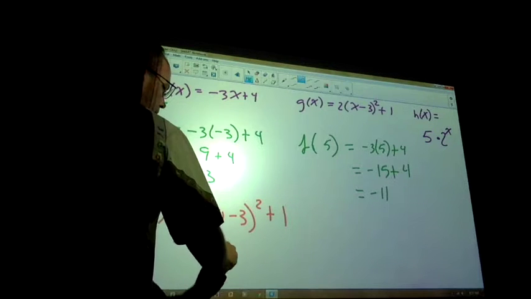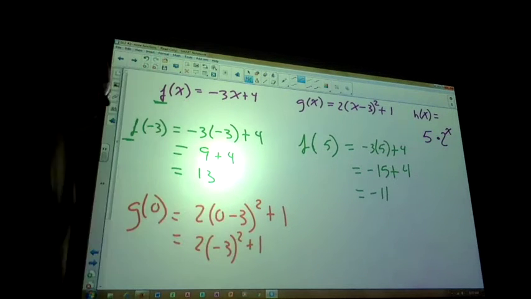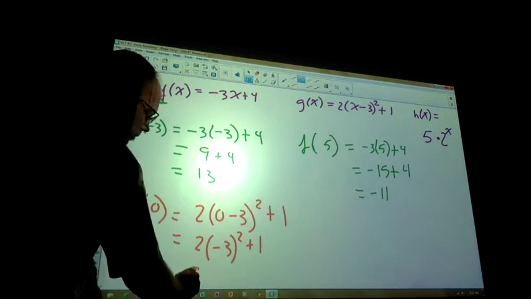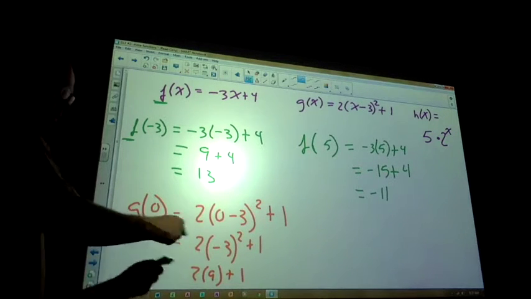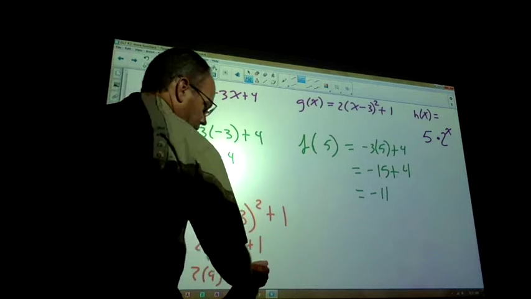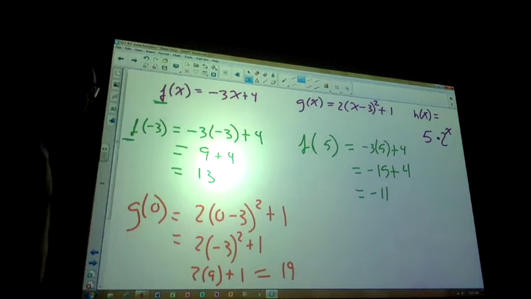2 times -3, quantity squared, plus 1. Is that okay so far? Order of operations would suggest we do the exponent next. So -3 quantity squared is 9. 2 times 9 is 18. 18 plus 1 is 19. So the function at 0 gives us a y component of 19.